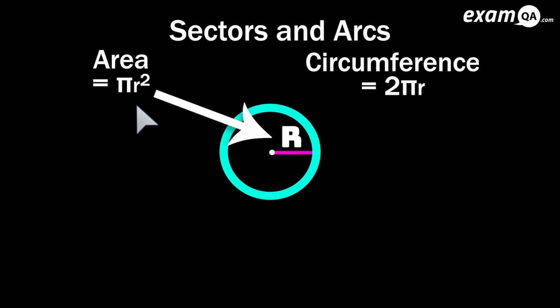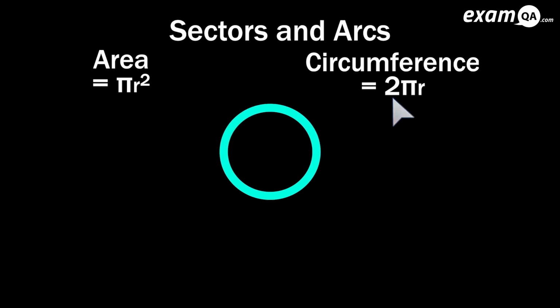Now the first one is the area of a circle, which means pi times radius squared. And the second one being the circumference of a circle, which is 2 pi r, which means 2 times pi times r. Also, when we say circumference, we mean the length of the circumference. You could say the perimeter of the circle.